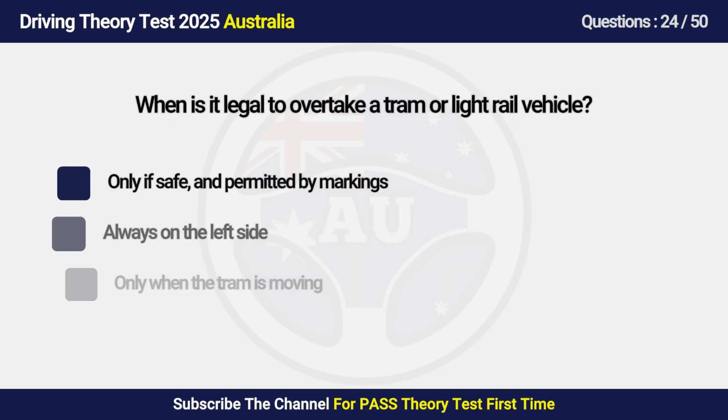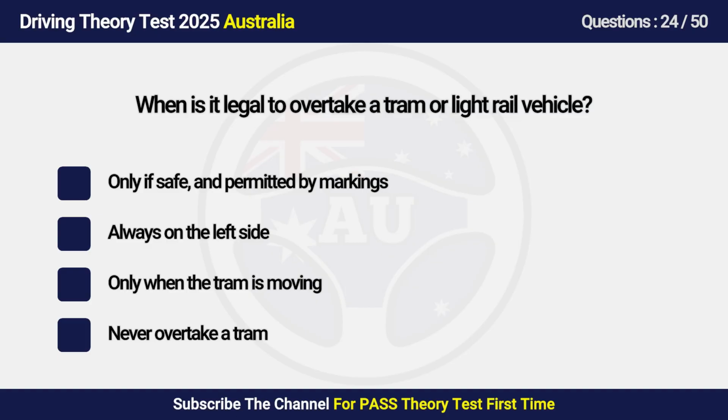Question 24. When is it legal to overtake a tram or light rail vehicle? A. Only if safe and permitted by markings. B. Always on the left side. C. Only when the tram is moving. D. Never overtake a tram.